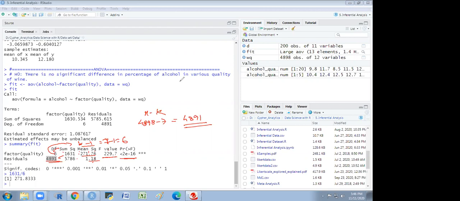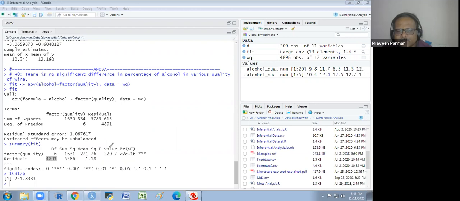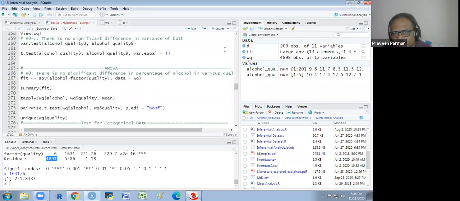Yes, sir. We can also see the F table, no, sir? Yes, the F table we could see. But one more thing: I don't prefer ANOVA. I don't like ANOVA.